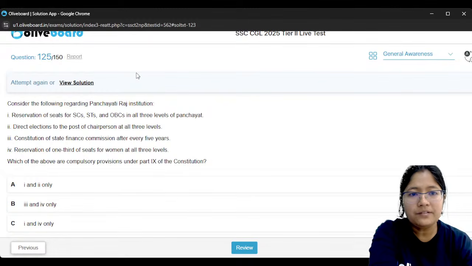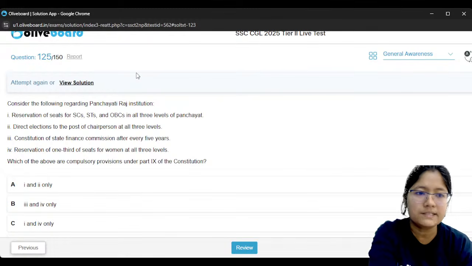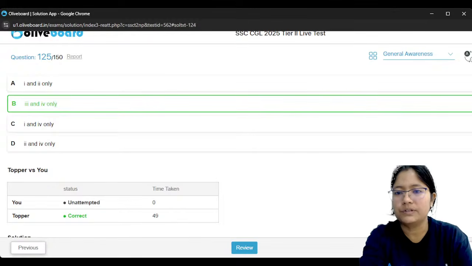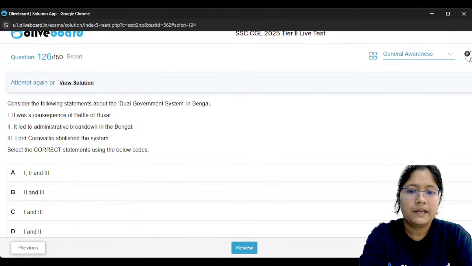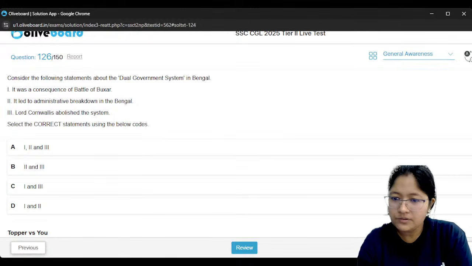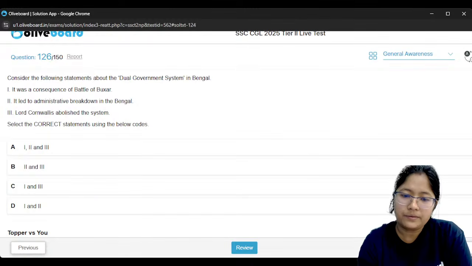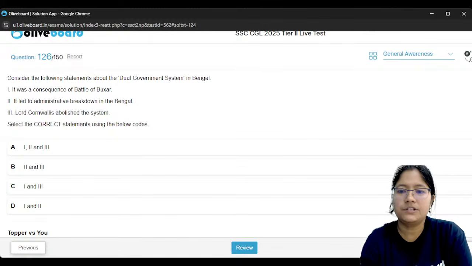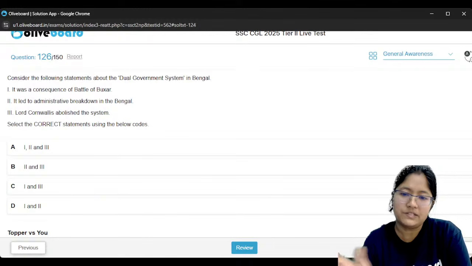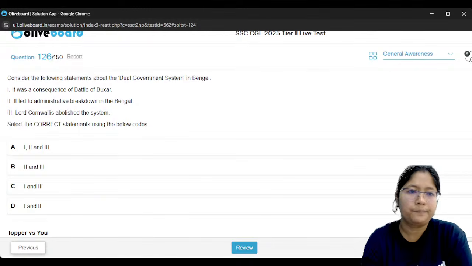Constitution of State Finance Commission after every 5 years. Yes, this is correct. Reservation of 1/3 seat for women, I told you, that is there. So 3 and 4th is the correct answer here. All right. No, OBC can also be there. It's not that it is not. It will depend on what is the population and what is the region that is there. It is not compulsory in the gram level, block level, district level. That compulsion is not there.